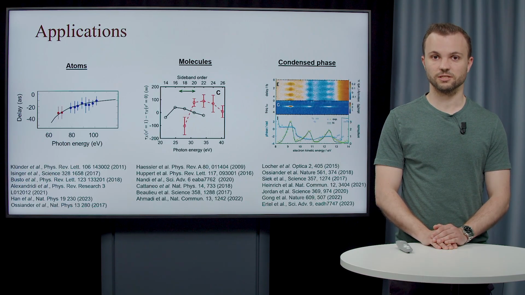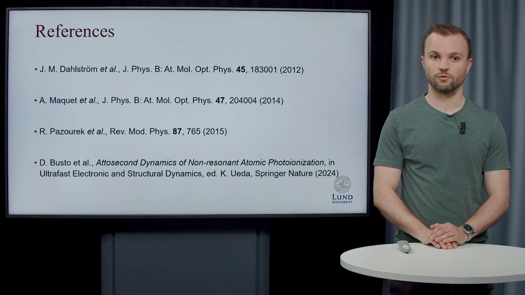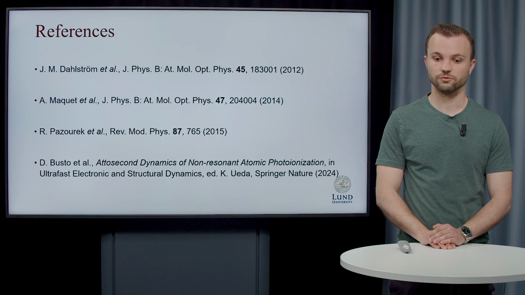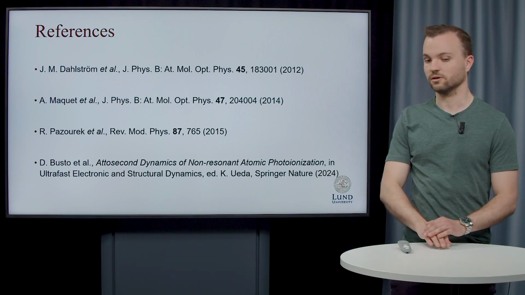The photoionization time delays have been measured in a large variety of systems, in atoms, molecules, and condensed phase. They provide detailed information on electron correlation, electron-nuclear coupling, and propagation effects in materials. For more information, you can look at these different references, which are reviews dating from 2012 to the most recent one that only targets atoms.